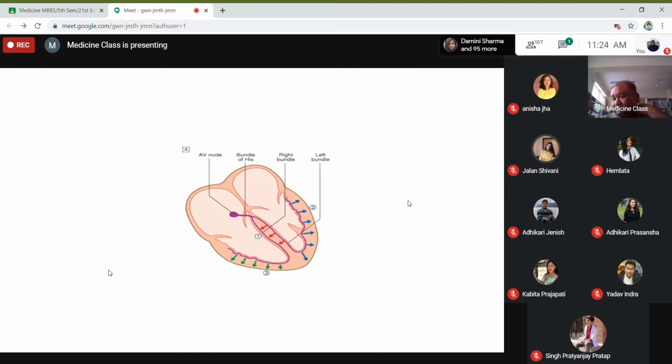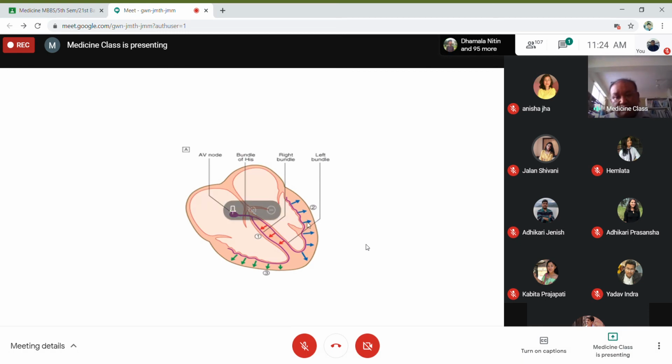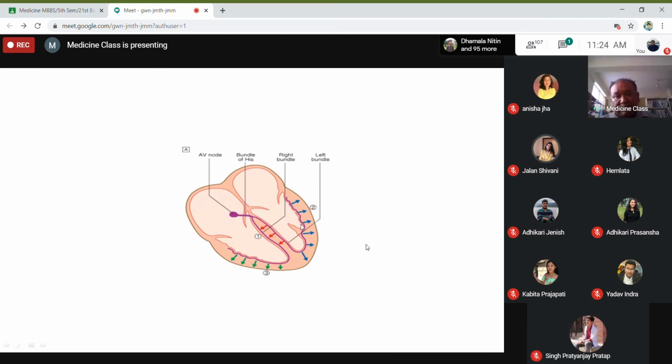Now let's look at the electrical activity. I told you that it starts from the SA node and comes towards the apex. There is an AV delay over here. In the ventricles, it starts from left to right, and in the Purkinje fibers, it goes towards the outermost surface of the heart perpendicularly.